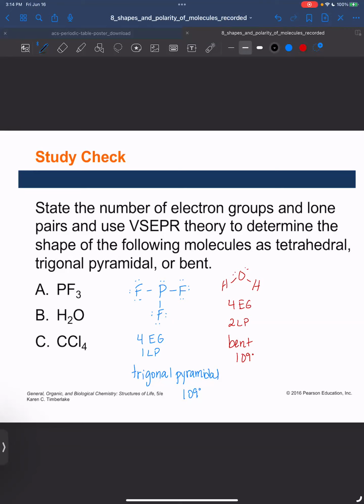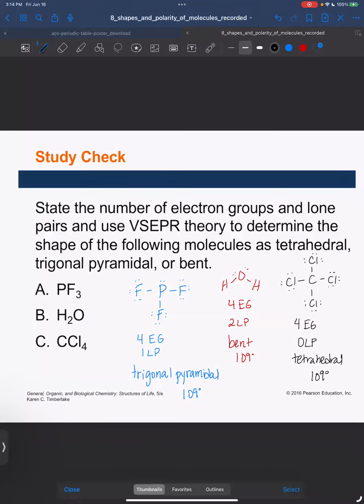And carbon tetrachloride, its Lewis structure looks like this. Make sure you're always including all the lone pairs. That central atom carbon has 4 electron groups, 0 lone pairs, and so therefore its molecular geometry is tetrahedral, and the bond angle is 109.